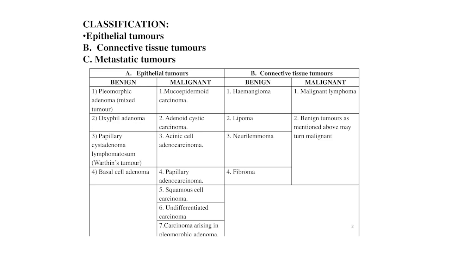And the second group of the neoplasms of the salivary glands, that is the connective tissue tumor, arises from the connective tissues. Benign: hemangioma, lipoma, neurilemmoma, fibroma, and the malignant connective tissue tumor is the malignant lymphoma. Benign tumors, as mentioned above, may turn malignant. These are the classifications of the neoplasms of the salivary glands. And C is the metastatic tumors. Tumors mostly affect one of the three major salivary glands. Tumors of the minor salivary glands are encountered most frequently in the palate. The upper lip is second in frequency. These tumors are occasionally seen in the nasopharynx, larynx, bronchi, and nasal sinuses.